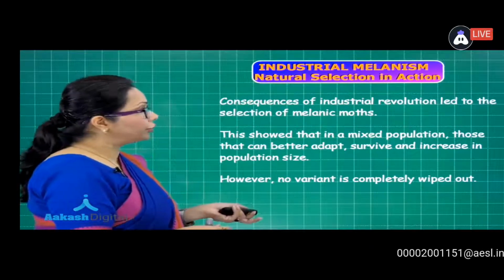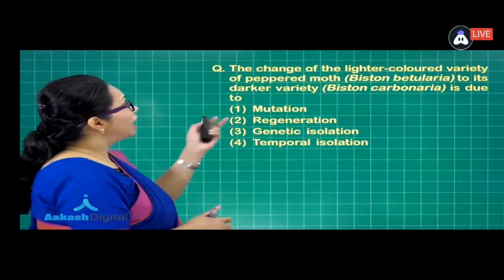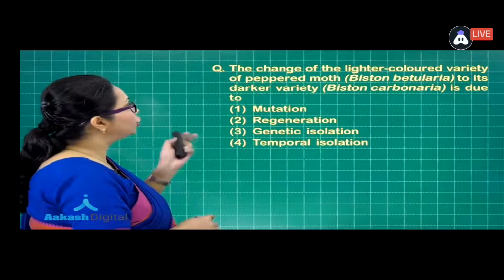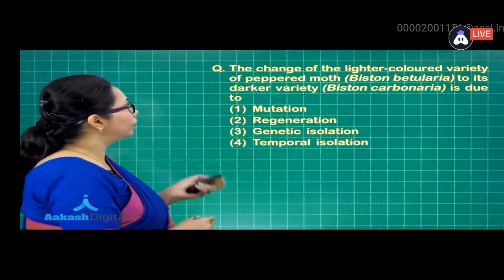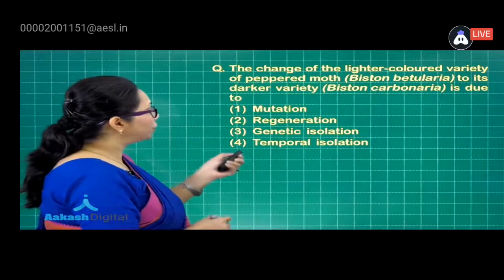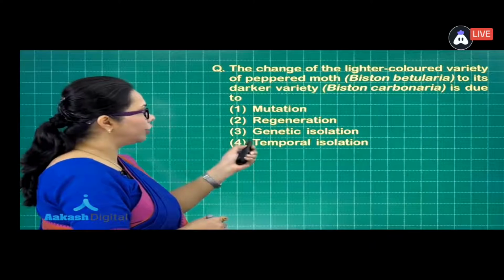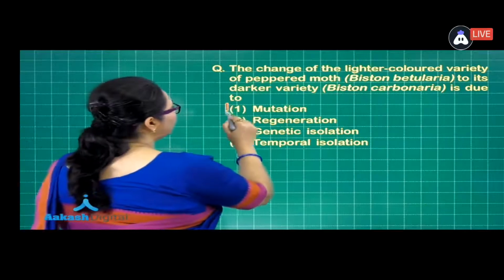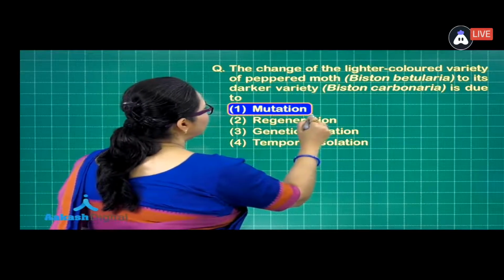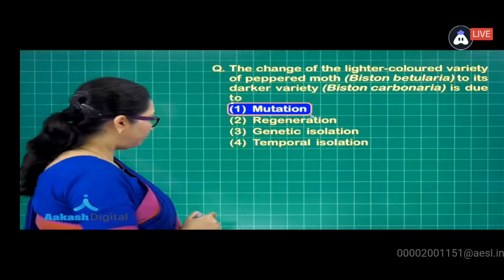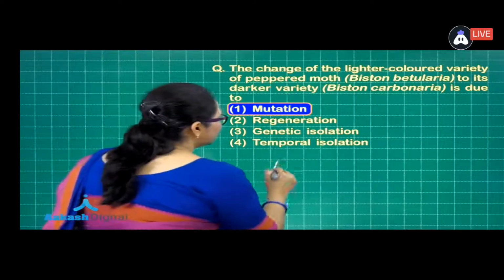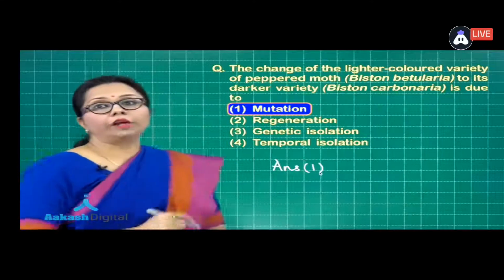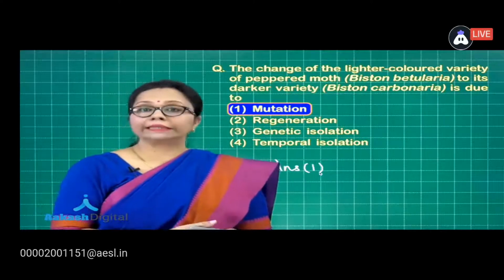Now let us use this information and solve a question. So here the change of the lighter colored variety of peppered moth, that is Biston betularia, to its darker variety Biston carbonaria is due to. So here the options are temporal isolation, genetic isolation, regeneration and mutation. So in this case, of course, it was a dominant mutation which led to the origin of the dark variety, and that would be our correct answer. That is option 1. Now we'll take some more examples showing selection.